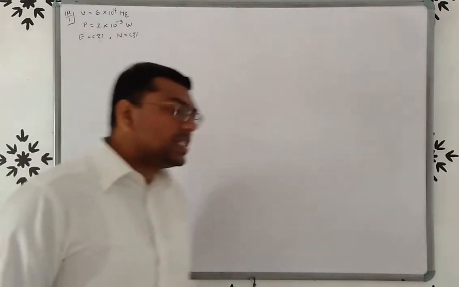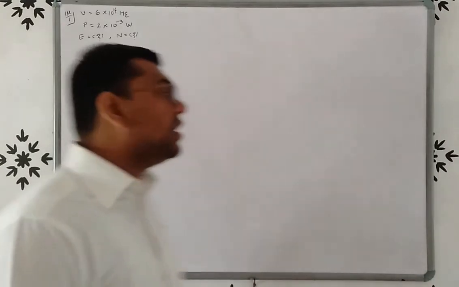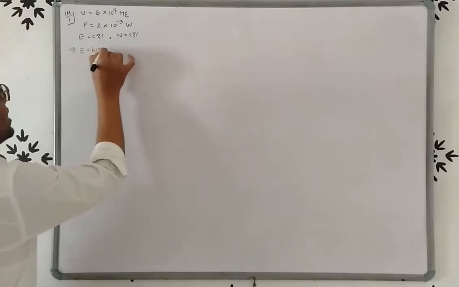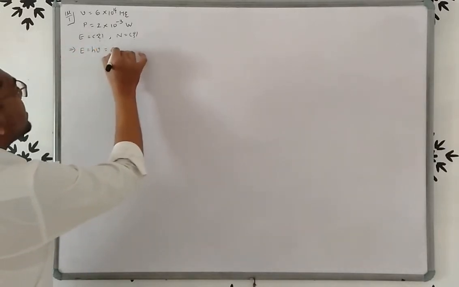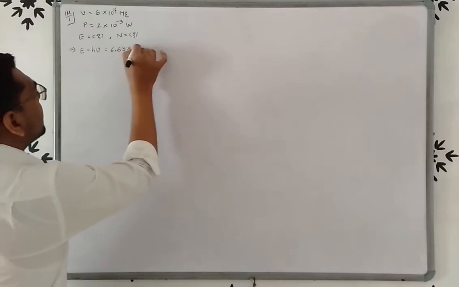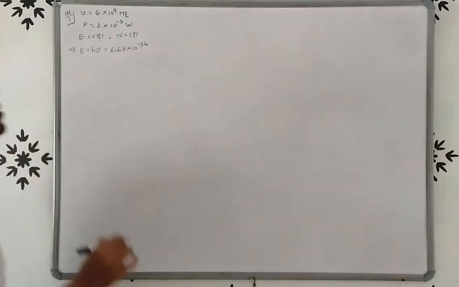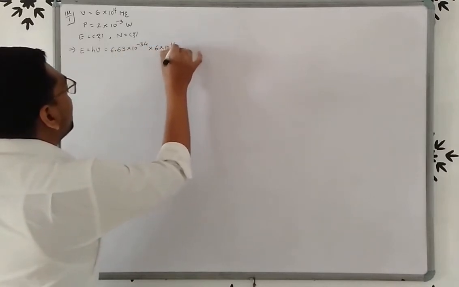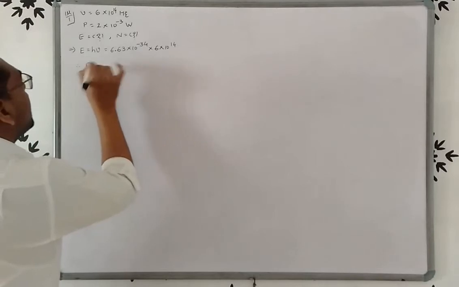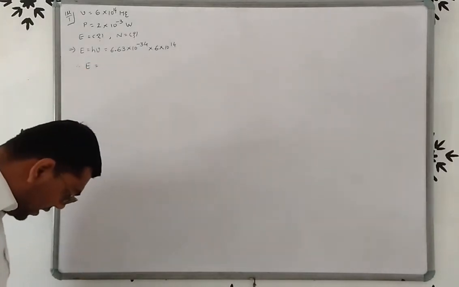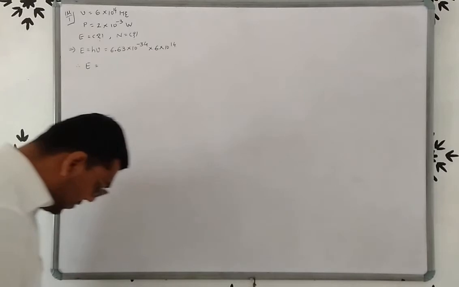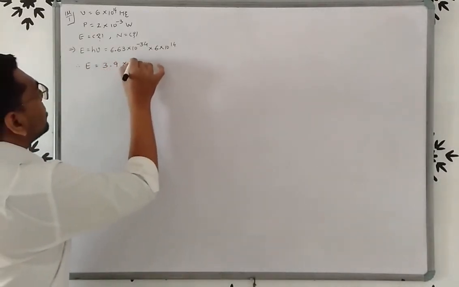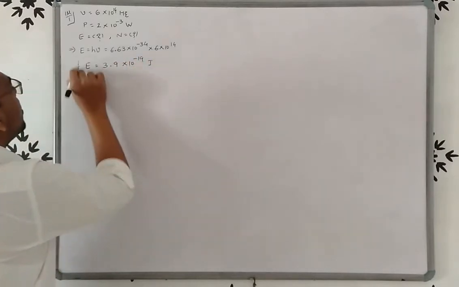So first of all friends, we have to find out the energy, and we already know the equation of energy. E is equal to h nu, or you can say E is equal to hf. So h is 6.63 into 10 raised to minus 34, right? And nu is equal to 6 into 10 raised to 14, right? So you will get energy 3.9 into 10 raised to minus 19 joule.